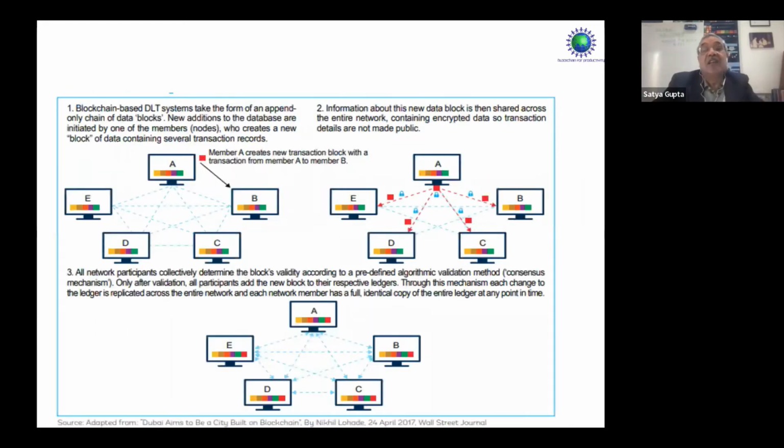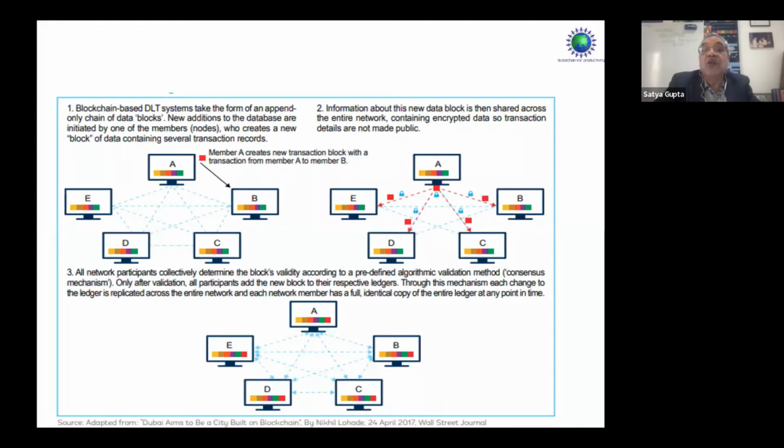And the same thing is described here in some more detail. Blockchain-based DLT, distributed ledger technology systems, take the form of an append-only chain of data blocks. So you have to remember, append only. It can only be appended. It cannot be altered or modified itself. Any record is a block, and a record is the record of the transaction. New additions to the database are initiated by one of the members, and these nodes are called members, who creates a new block of data containing several transaction records.